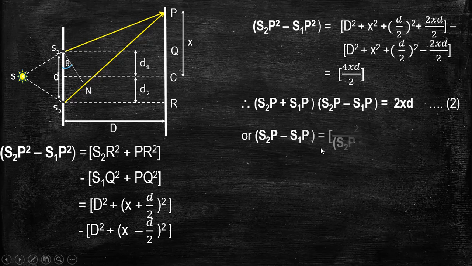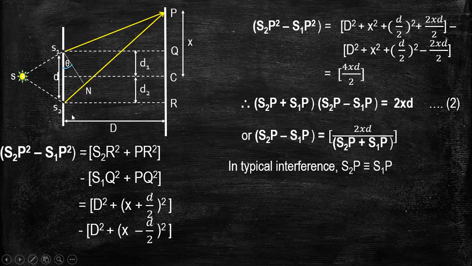Now I am going to write the expression for this term: S2P minus S1P equals 2xd divided by S2P plus S1P in the numerator part. For typical interference, S1P and S2P are almost equal. You can take it as 2D, because S2P and S1P are almost equal to capital D. In such a case, S2P plus S1P can be written as 2D.